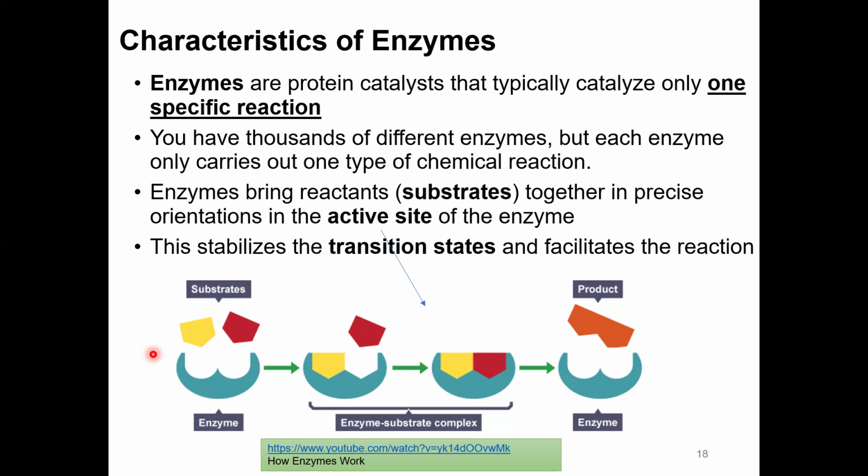The enzymes bring the reactants together in precise orientations so that they can actually bind to the active site. So at this active site here, they come in certain orientations, they become that complex. This is the transition state. And then this reaction occurs and it forms what is called a product in this case, and releases that product.